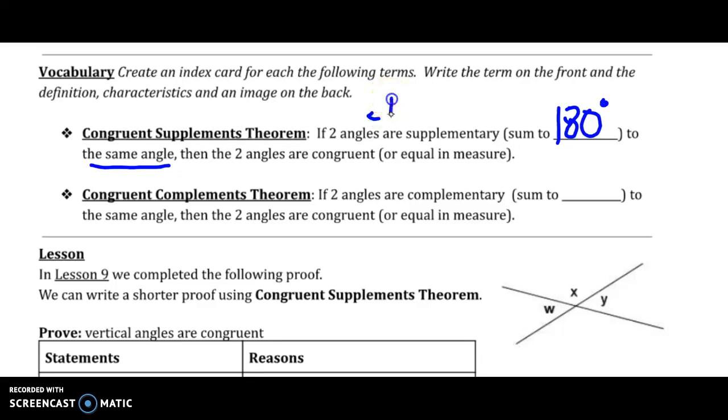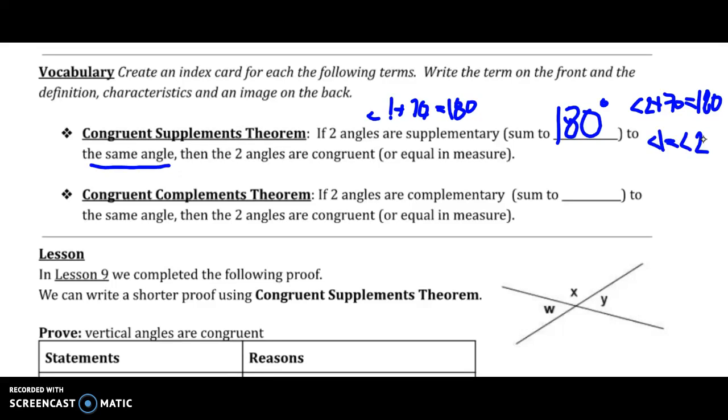So if I have an angle 1 plus 70 equals 180, and I have an angle 2 plus 70 equals 180, well, because they both equal 180, angle 1 has to be equal to angle 2. There's no other option. They both equal the same thing.